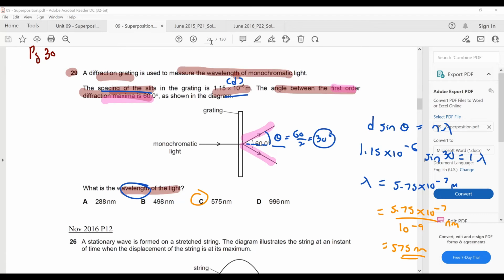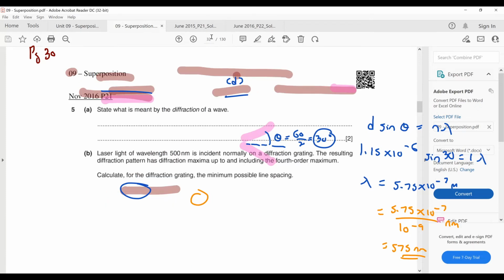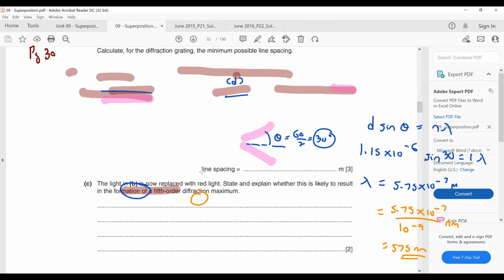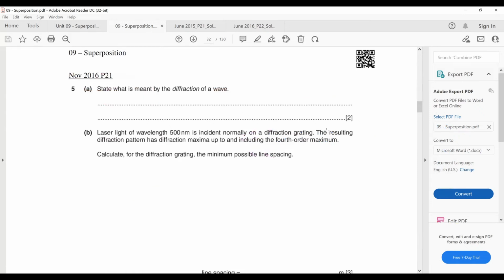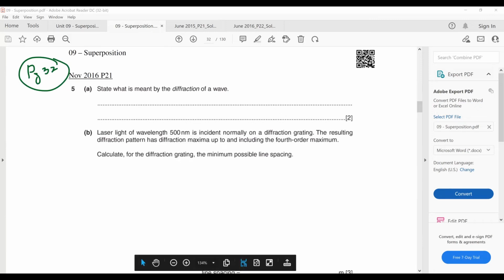Okay, then after that, structured question again, page 32. Have a look at page 32 of your worksheet. I'll continue discussing until our first hour is up before I go to stationary wave. Okay, page 32, November 16, P21, question 5.